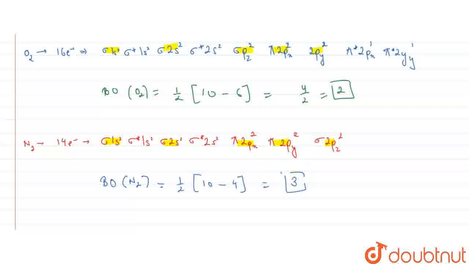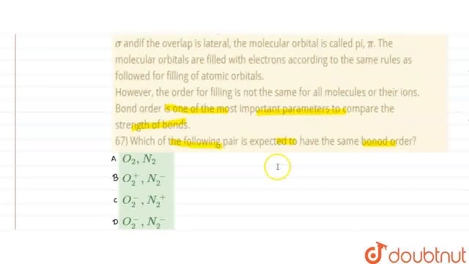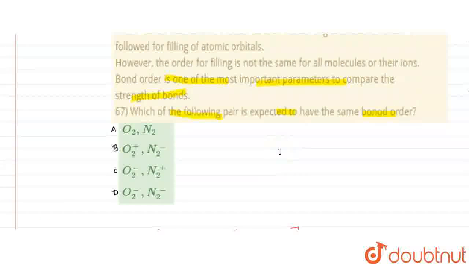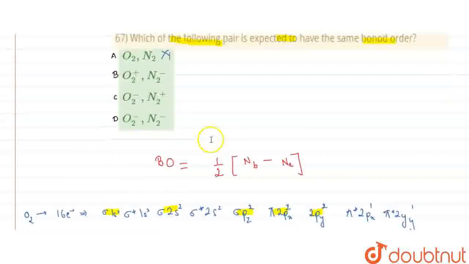That means they are not same. For O2 it is 2 and for N2 it is 3. That means option A is not correct. So let me put a cross over here. Now let us move on to option B, which is O2 positive and N2 minus.